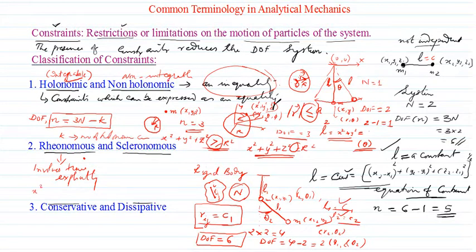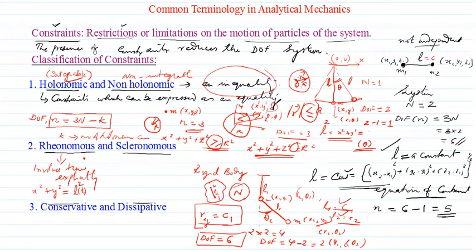x square plus y square, where x and y are the coordinates of the pendulum bob, will be equal to L of t whole square. So I cannot say that it is always a constant, but it is a time dependent constraint. Time dependent constraints are what are known as rheonomous constraints.